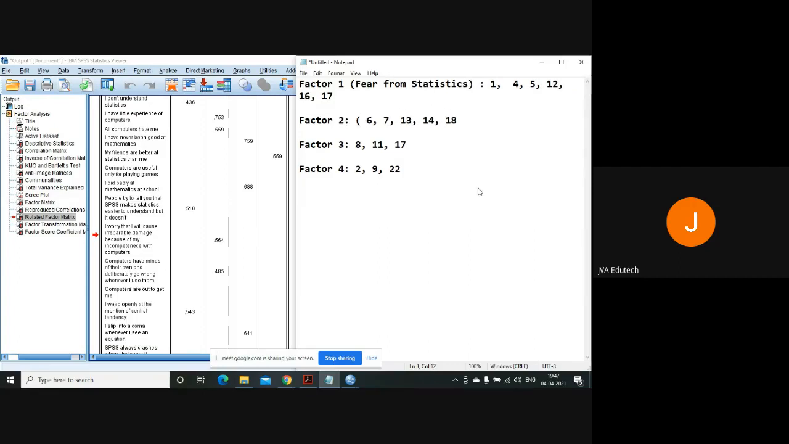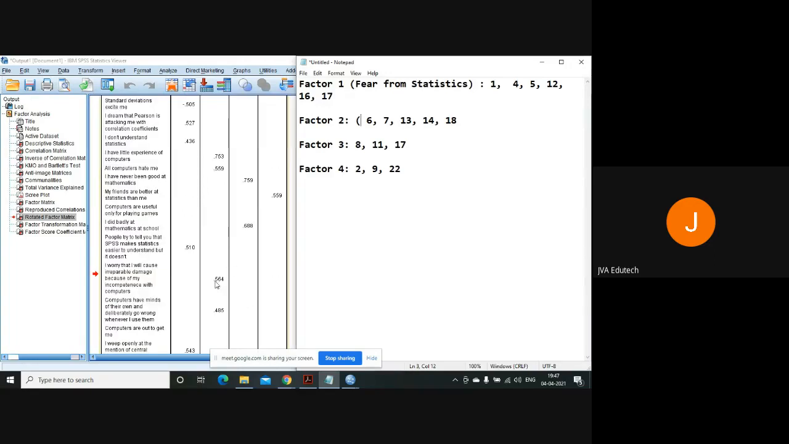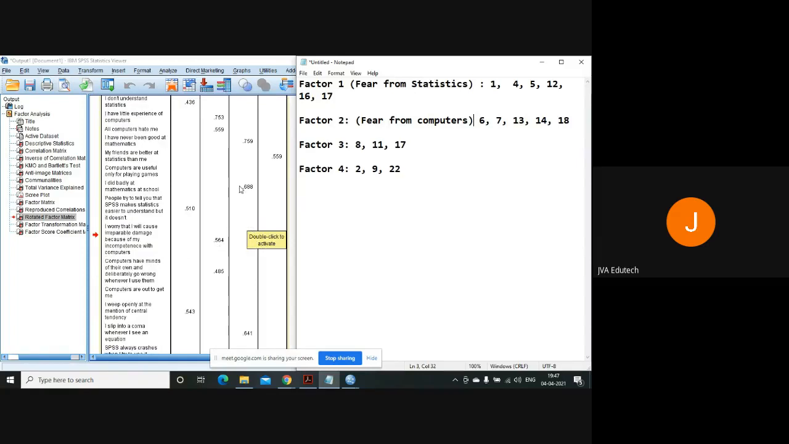Now see factor 2. I have little experience of computers. All computers hate me. I worry that I will cause irreparable damage because of my incompetence with computers. Fear from computers. Factor 3. I have never been good at mathematics. I did badly in mathematics at school. I slip into coma whenever I see an equation. Fear from mathematics.